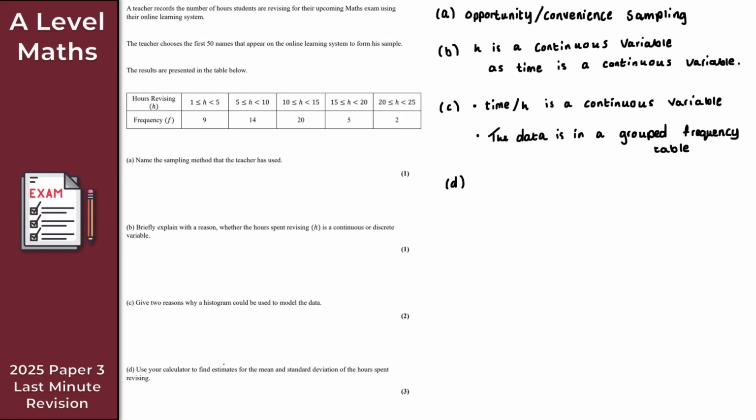it just says then, use your calculator to find estimates for the mean and standard deviation of the hours spent revising. Right, so all we're going to do here is just simply use our calculator, right? So we don't need loads of work in here or anything like that, but you do need to know how to use the calculator then to find estimates here for the mean and standard deviation of a grouped frequency table. Now, some of you won't know how to do this, right? So a question like this is good practice.